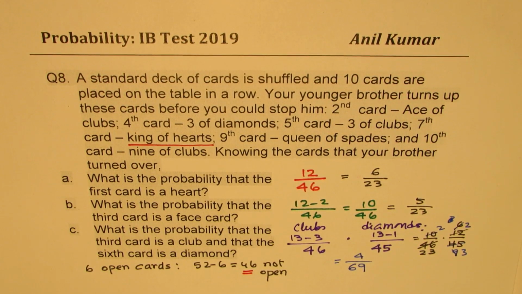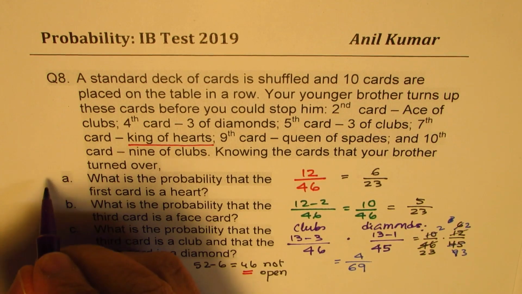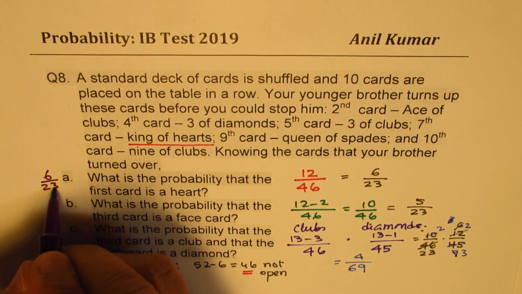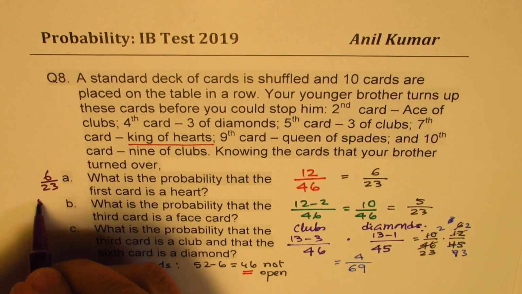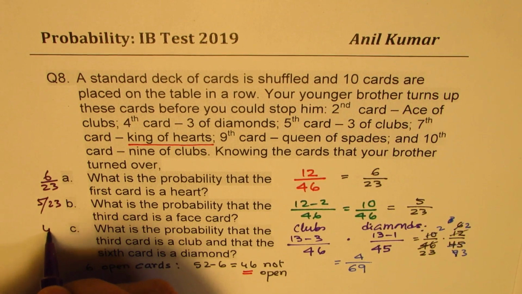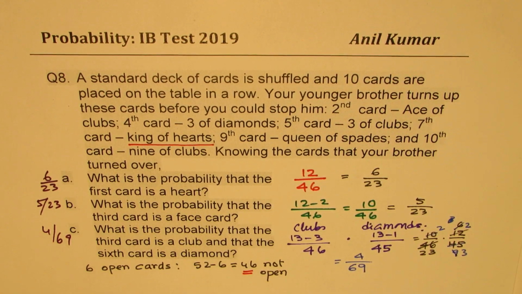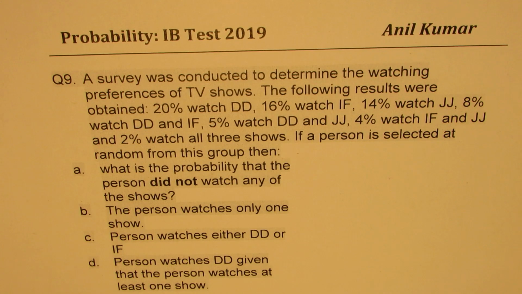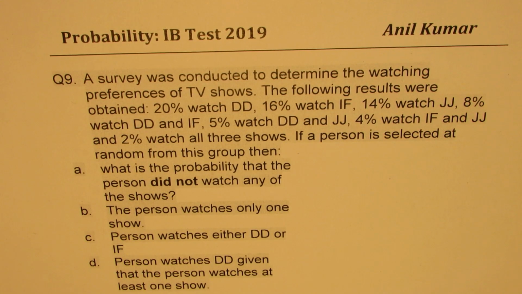Is that clear to you? Correct? So we have our solutions for each. This is 6 over 23 and B is 5 over 23 and C is 4 over 69. Is that clear? So that is how you could answer this particular question. We are almost at the end. I hope you enjoyed this journey and some of you are still with me.